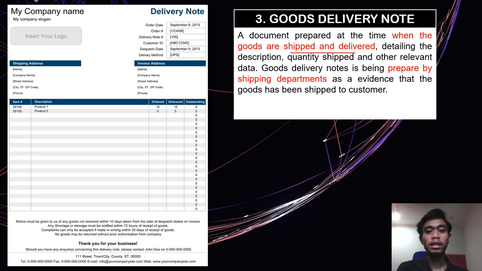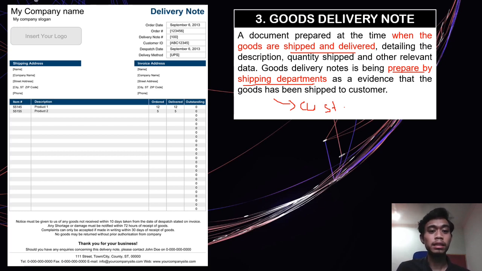Okay, detailing the description, quantity shipped and other relevant data. Okay, good delivery note is being prepared by the shipping department as evidence that the good has been shipped to the customer. Maksudnya kat sini, good delivery note ni they issue by shipping department and give to the customer. To apa? To inform the customer that the good has been shipped lah.